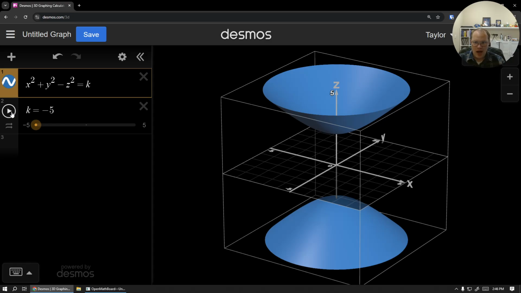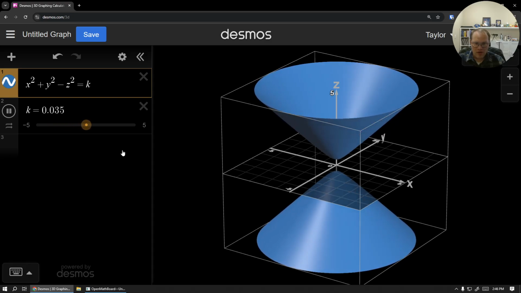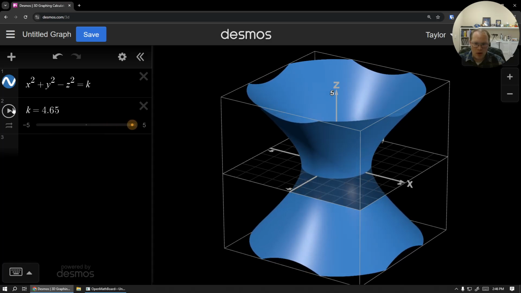Okay, so as that constant increases, see how it's getting closer and closer together, and then at a moment at k equals 0, let's go back to k equals 0, they just touch. That's the moment we get the double cone, and then after that, it's a hyperboloid of one sheet that just gets wider and wider and wider. Okay, so we can use these level surfaces to get some kind of visual intuition on these higher dimensional structures.